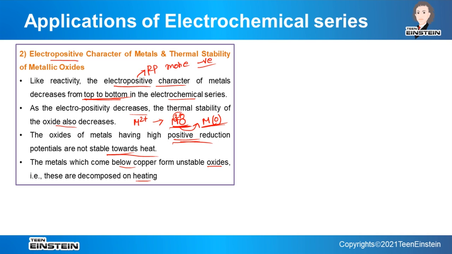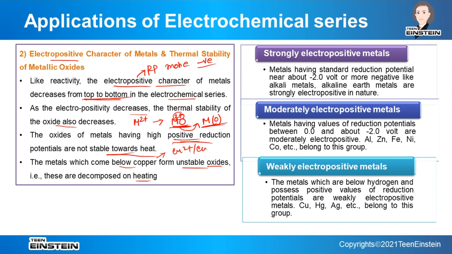So below or above copper is not important, but the important thing is, for copper the value of Cu2+/Cu is 0.34. So if it is more positive compared to 0.34, that means their oxides will not be stable. That is the meaning of this line. So they will decompose if we heat these metallic oxides, because their tendency to remain in the oxidized state is very low. They will always try to accept electrons and convert to the zero oxidation state.